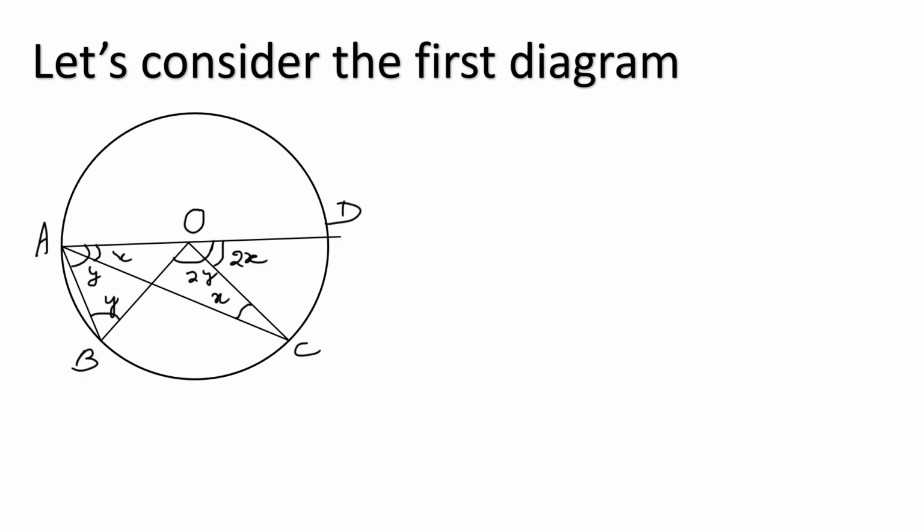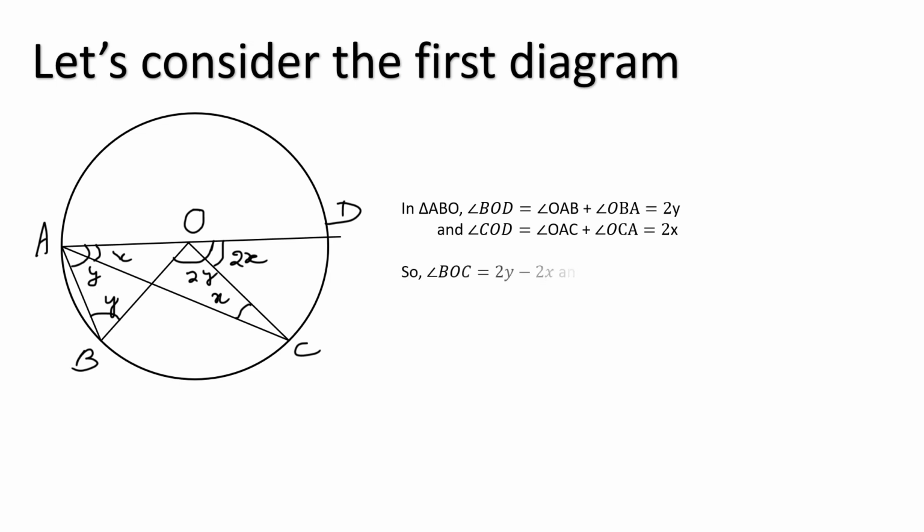Now the second diagram. In the second diagram, same in triangle ABO, angle BOD would be 2y, because angle OAB and angle OBA are both y each. Similarly, angle COD, that's the exterior angle for triangle AOC, you can see it from the diagram. That's why angle COD is 2x. Now from this we can say angle BOC is 2y minus 2x and angle BAC is y minus x. That can be seen from the diagram.